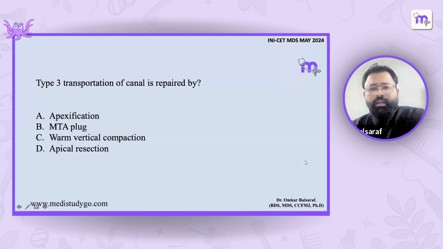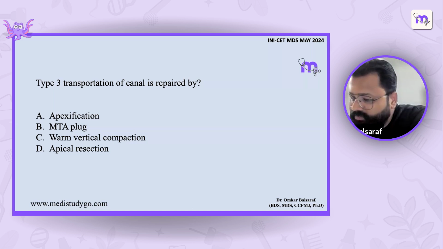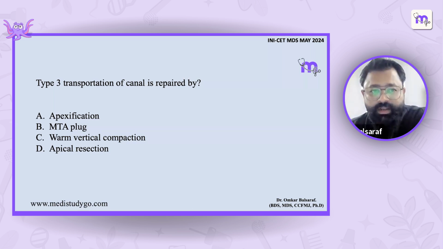Going to the next slide. Type 3 transportation of canal is repaired by: we have either apexification, MTA plug, warm vertical compaction, and D is apical resection. So let's see what answers we are getting. You can type in your answer in the chat box, those who have joined recently. We are answering the question based on type 3 transportation of canal being repaired by. First is apexification, that is formation of a root by synthetic materials, MTA plug, also warm vertical compaction, and apical resection or surgery.